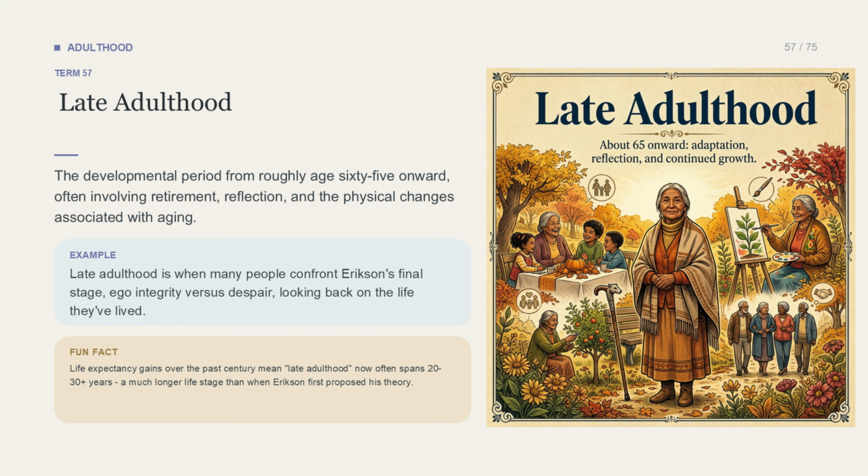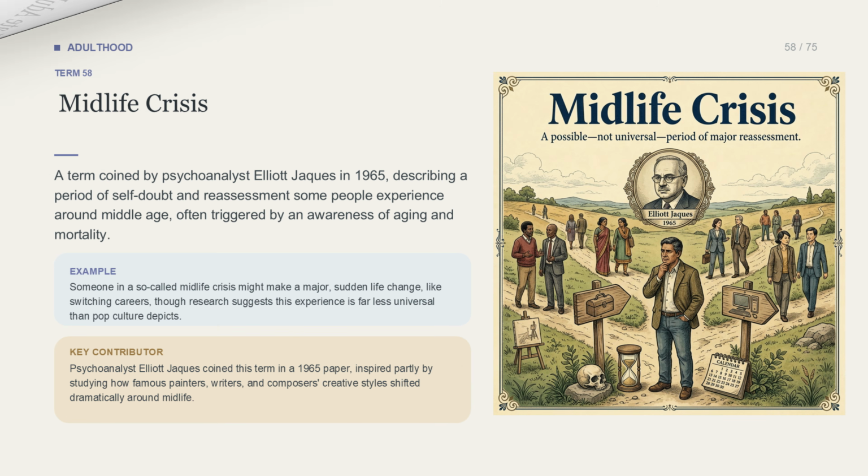57. Late adulthood. Late adulthood is the developmental period from roughly age 65 and onward, and it often involves retirement, reflection, and the physical changes associated with aging. A simple example is this. Late adulthood is when many people confront Erikson's final stage, ego integrity versus despair, while looking back on the life that they have lived.